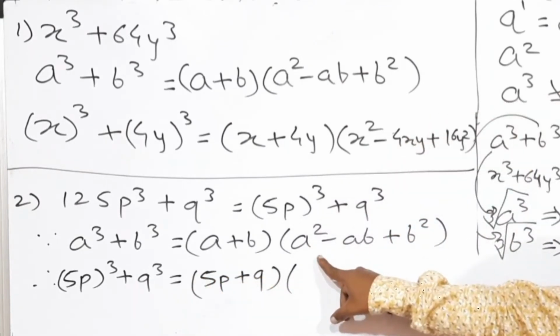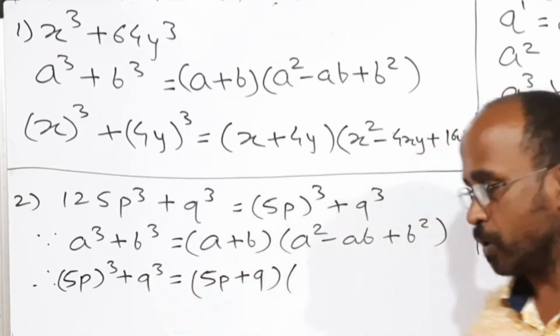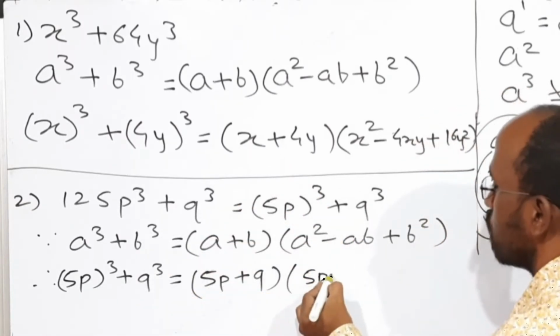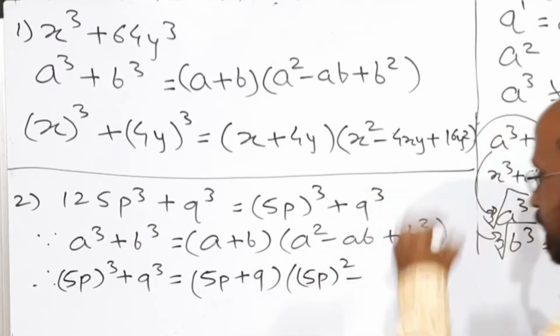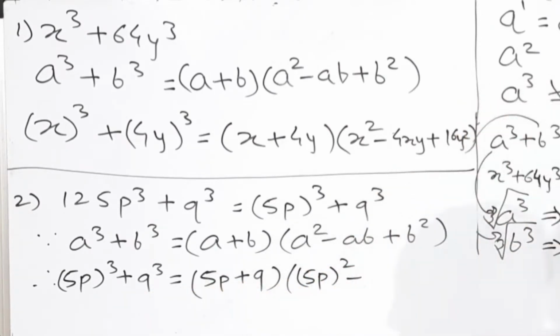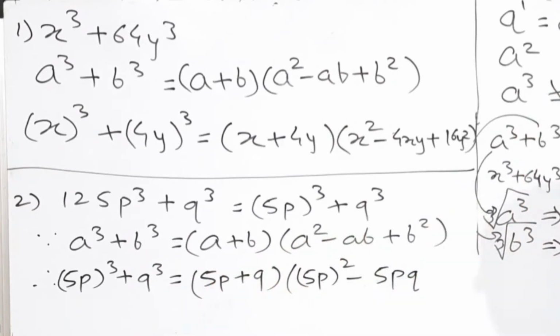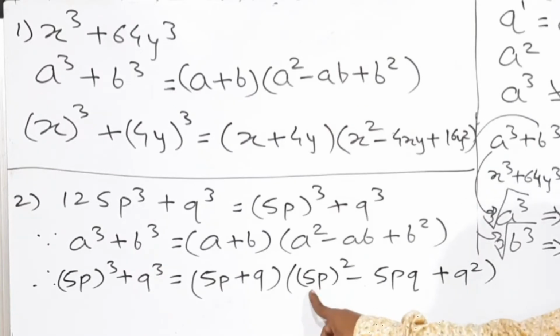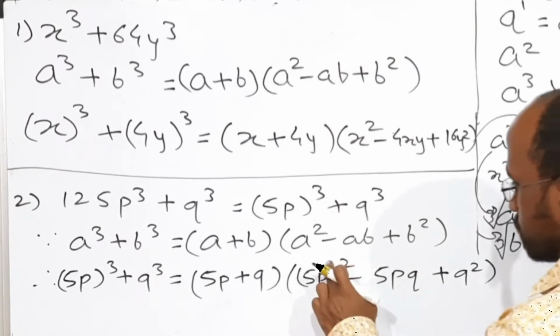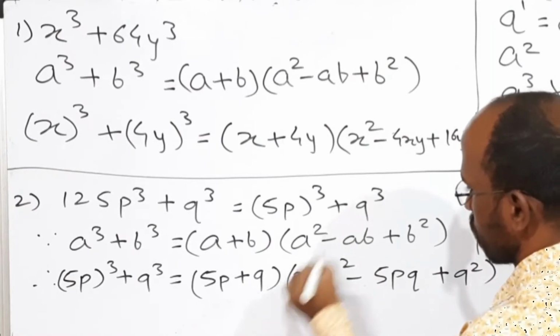In the second bracket, at the place of a square, find the square of a. What is a? A is 5p. So 5p square, minus a into b. A is nothing but 5p into q. B is nothing but q. So you can directly write it as 5pq, plus b square, means q square. Okay, and this 5p square we can directly write. See, these examples we are now going to write in one line only. So the square of 5p is 25p square. Finish.